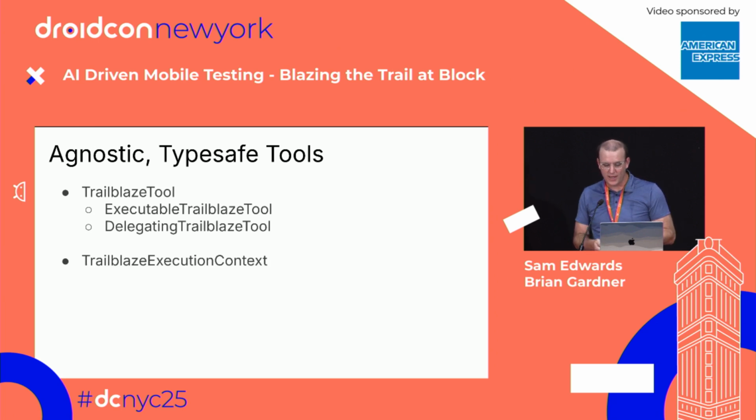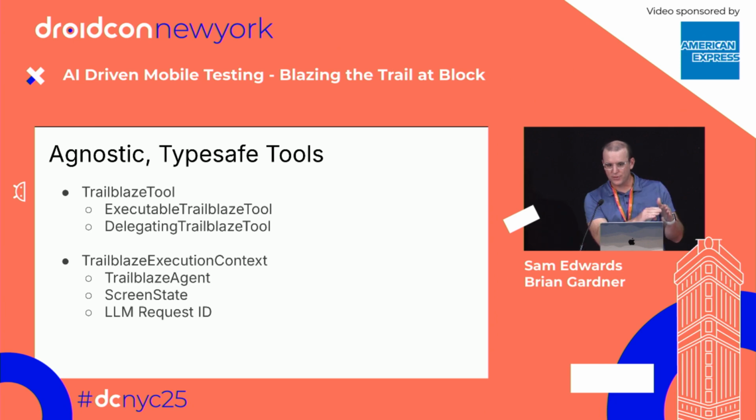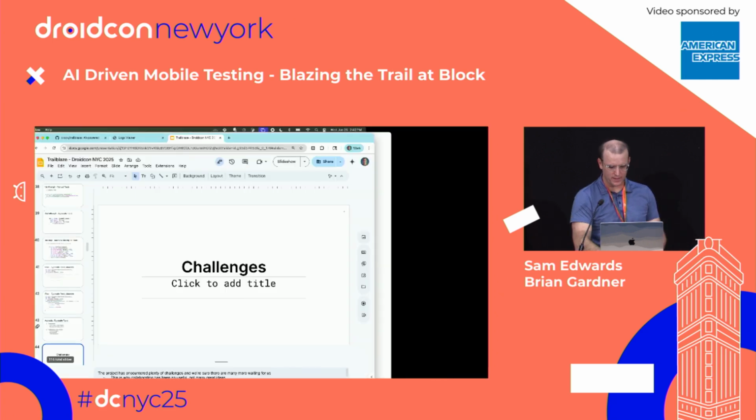And when these tools are executed, we have to give them the context. So as it executes in that body, you give it the agent to perform any actions you want to do, the current screen state, and a request ID that we pass through from the original LLM request to all the tool calls and driver calls, to be able to debug where that came from. So yeah, it didn't run, did it?